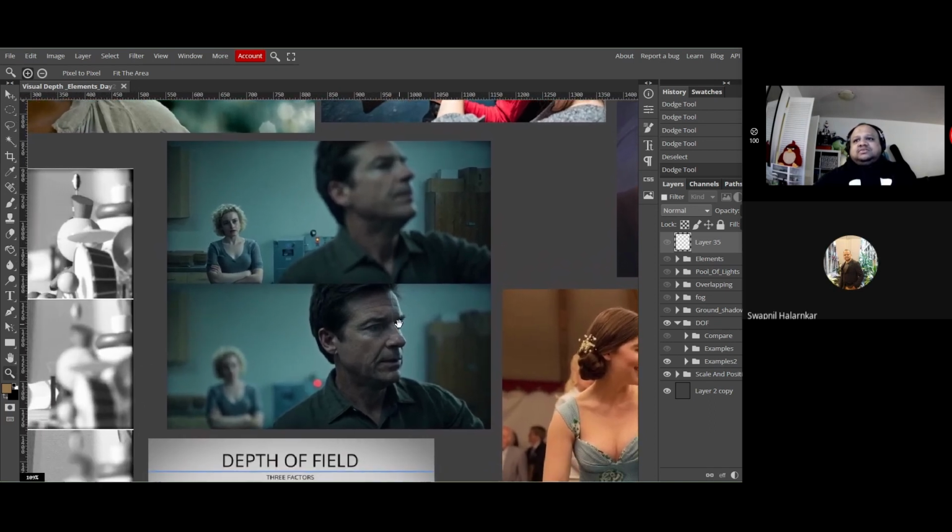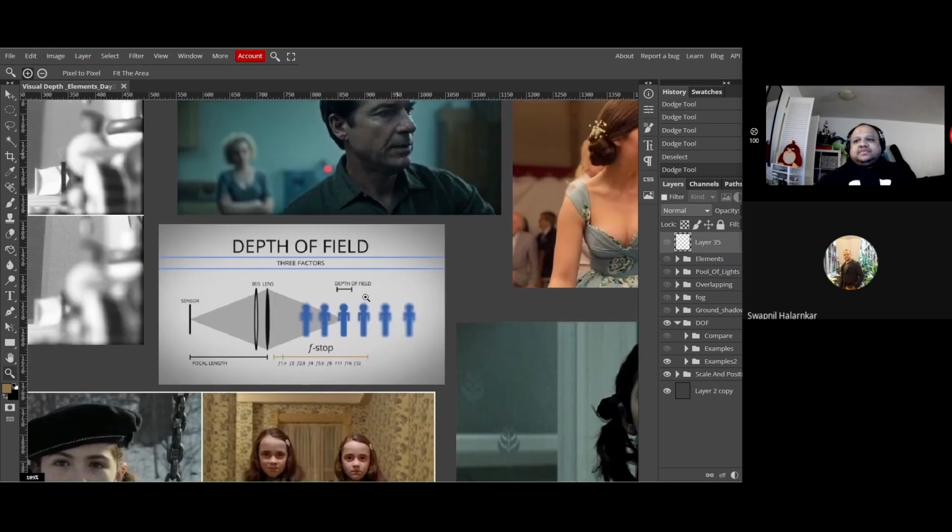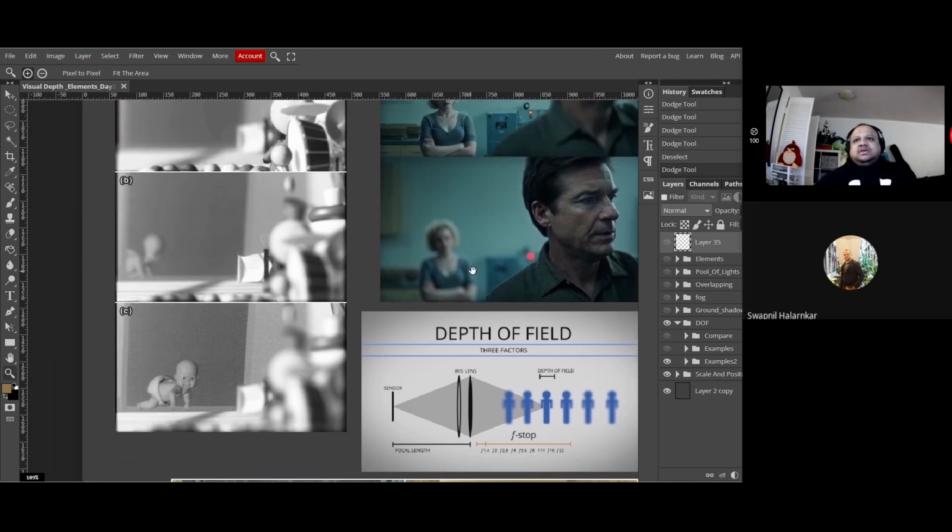So in this scene, maybe she's talking about something, and that's why she's in focus. And after some time, maybe he's doing something, or he's looking at something, and then he's in focus. That change of focus plane is happening. See this focus plane which shifts when we do a rack focus.